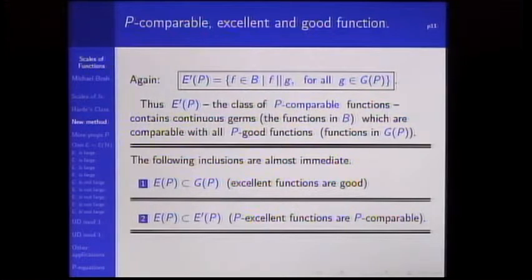P excellent functions are P comparable. What does it mean? Every excellent function is comparable with every good function. Indeed, take any good function. It belongs to some P scale. This P scale belongs to a maximal P scale. The maximal P scale contains the class E because E is the intersection of all maximal P scales. Therefore, this maximal P scale contains our good function and our excellent function, and they must be comparable because everything contained in one scale is comparable. Maybe I explain trivial things in too many words. But okay. So excellent functions are good, and excellent functions are comparable with every good function.